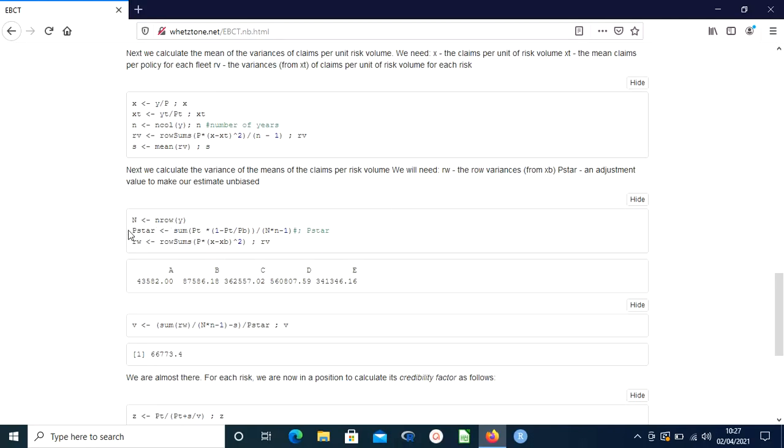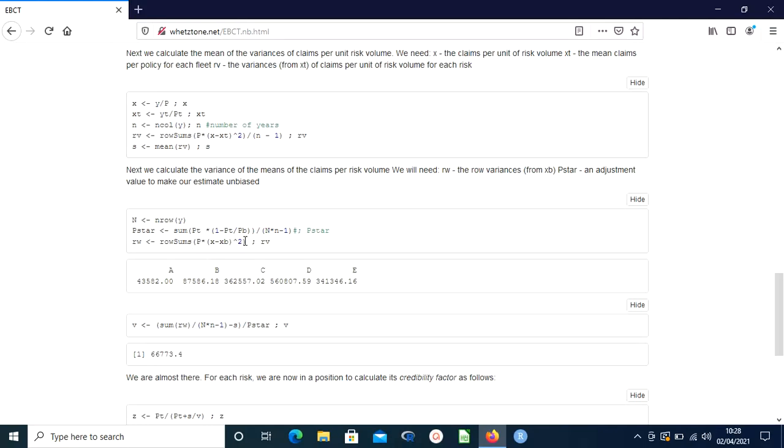We need the number of rows, which we put in big N. So that's basically the number of risks we have, or the number of fleets. And then calculate P star using this formula. P star is equal to the sum of PT times 1 minus PT over PB, all divided by N times N minus 1. Then we calculate RW, which is row sums P times X minus XB.